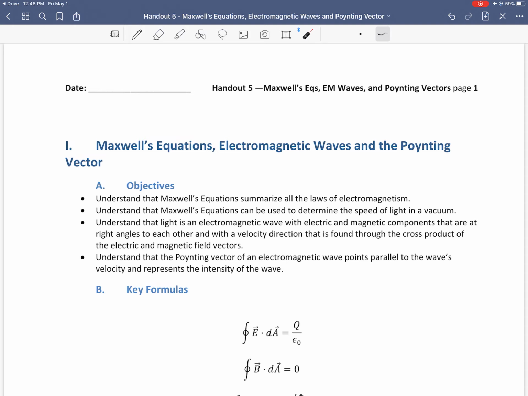Understand that Maxwell's equations summarize all the laws of electromagnetism. That's kind of just a statement. You need to be like, okay, that's the big set of laws. Understand that Maxwell's equations can be used to determine the speed of light in a vacuum. That's one of the examples I'm going to show you.